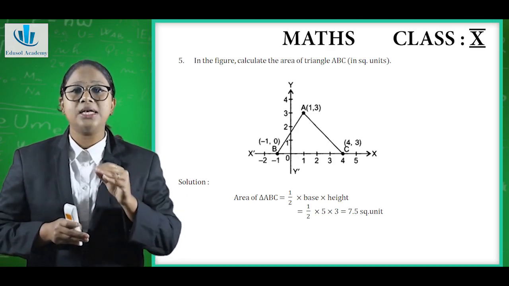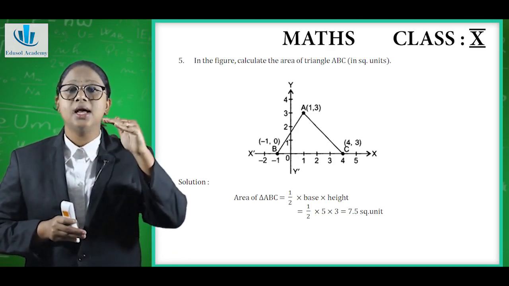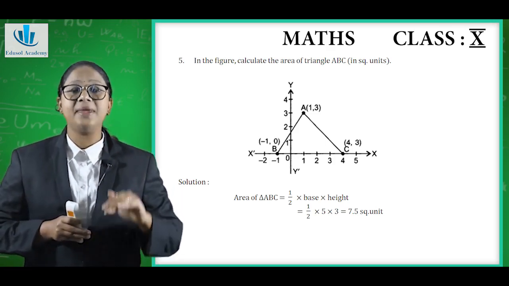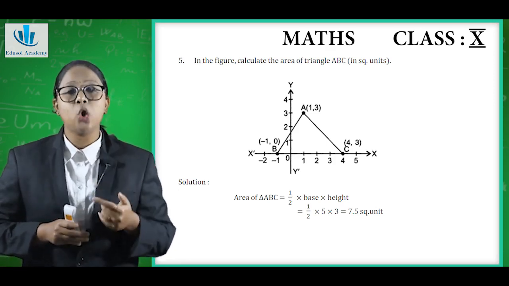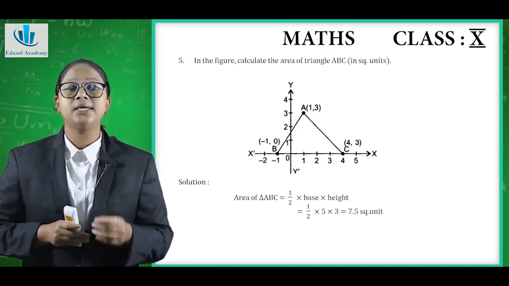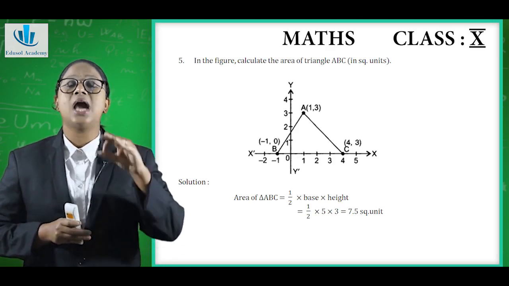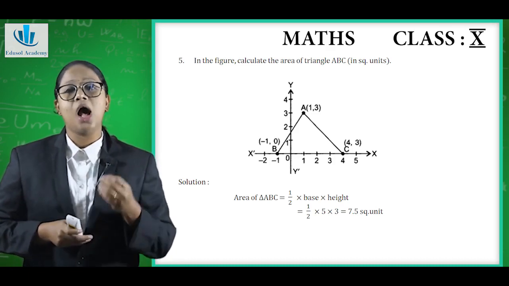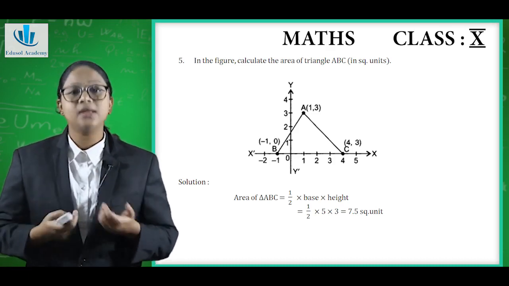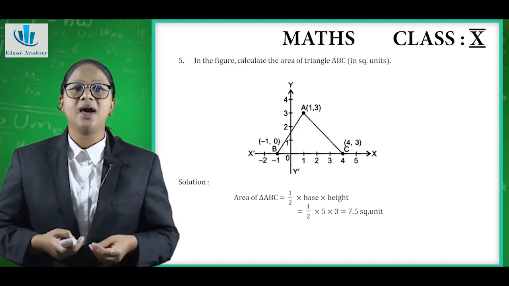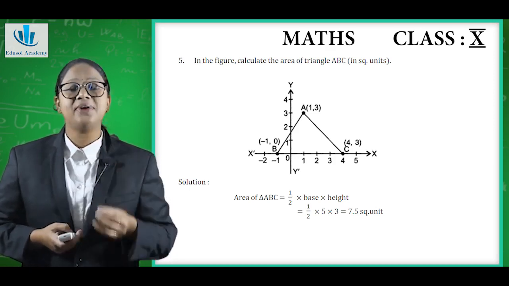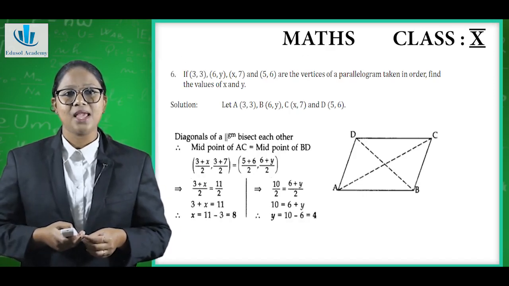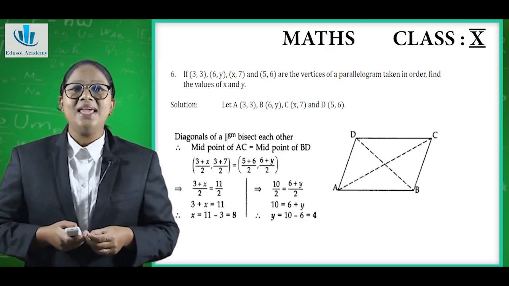And how far is A from the x-axis? Again, the gap between a point and the x-axis will be its y-coordinate. So the y-coordinate of A is 3 here. So 3 is the height of the given triangle. Now half into 5 into 3, or half into 15. 15 by 2 is equal to 7.5 square units. They have specifically asked to express the area in square units. Moving on to the next question.